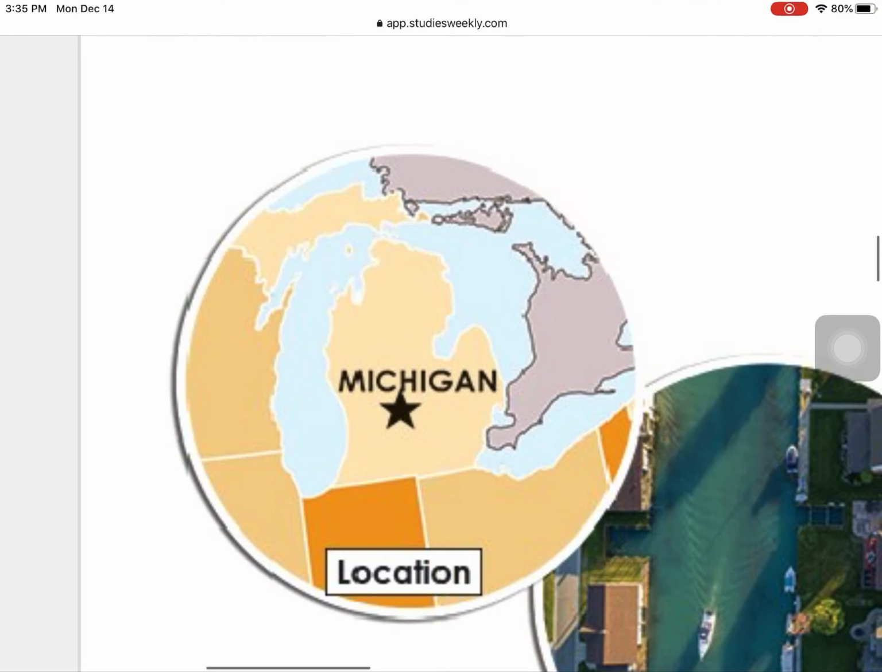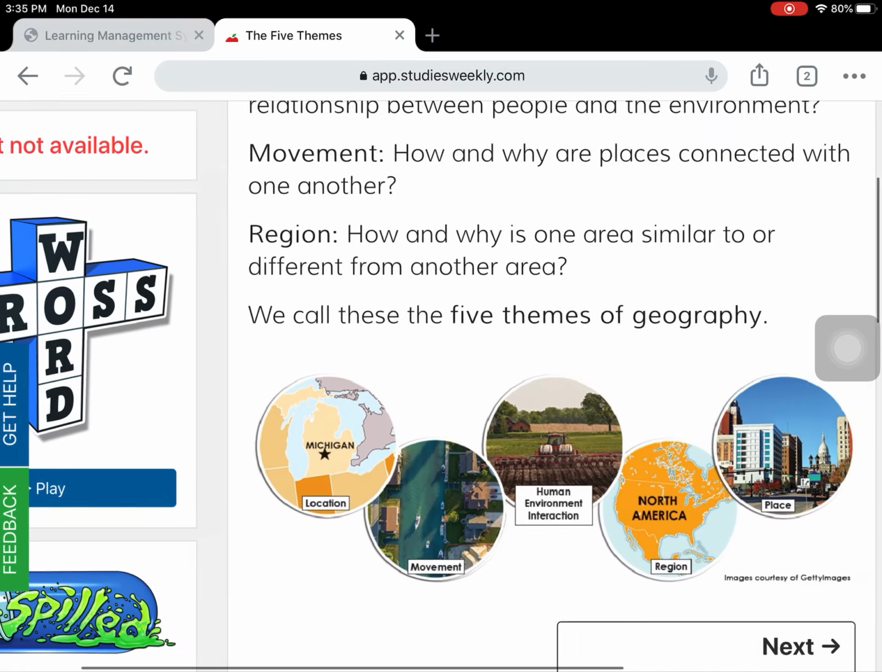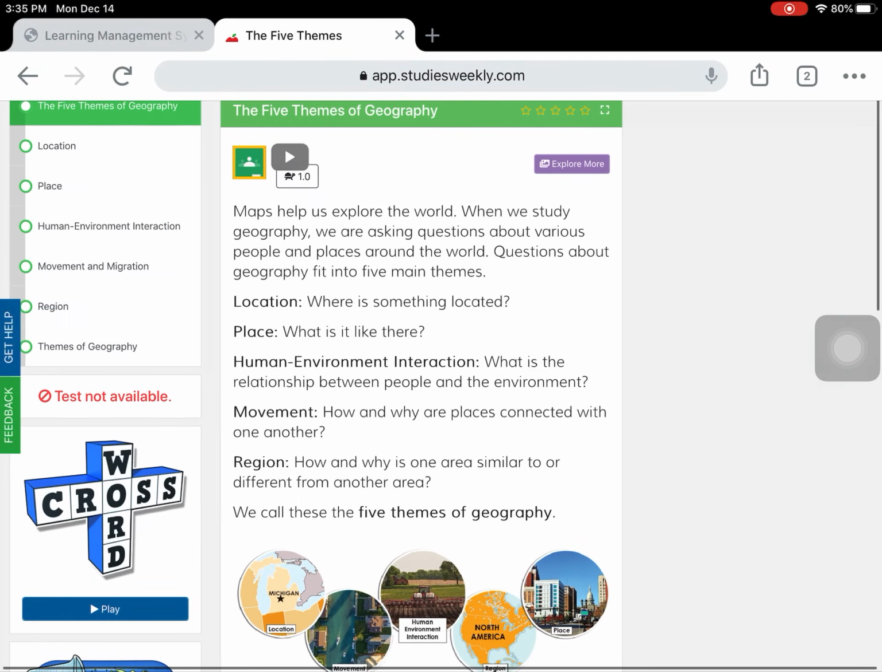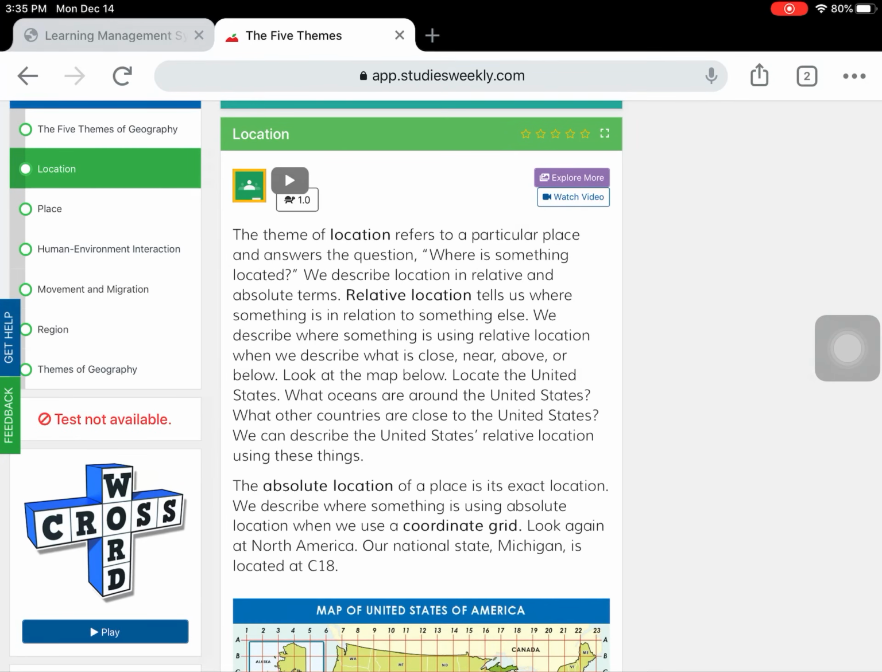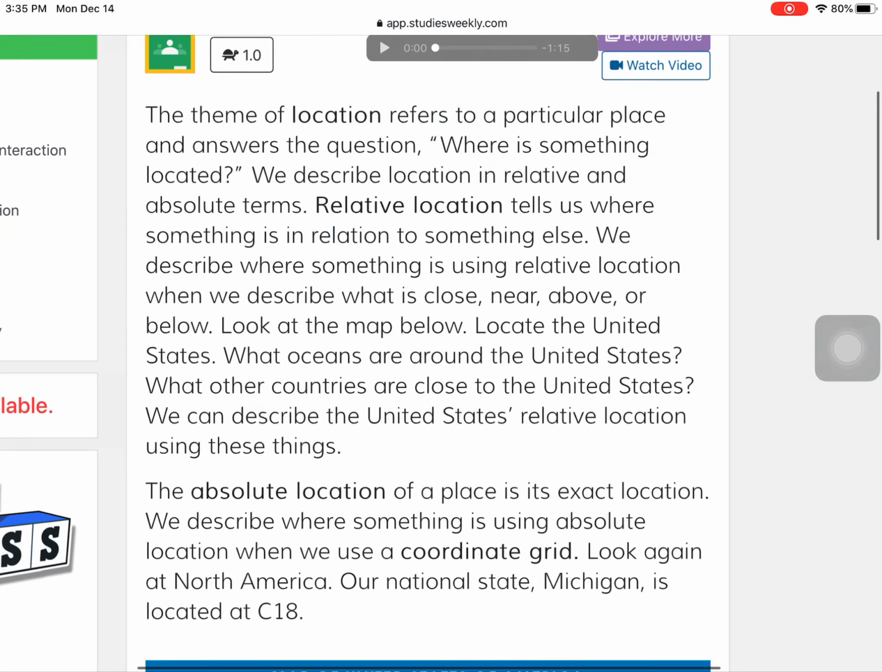Today, we are going to look at location. And if you remember from our vocabulary video, there are 2 main types of ways that we can tell somebody where we are at. We use location. We use relative and absolute location. So one way is relative location, another way is absolute location. That is what we're going to be working on today.